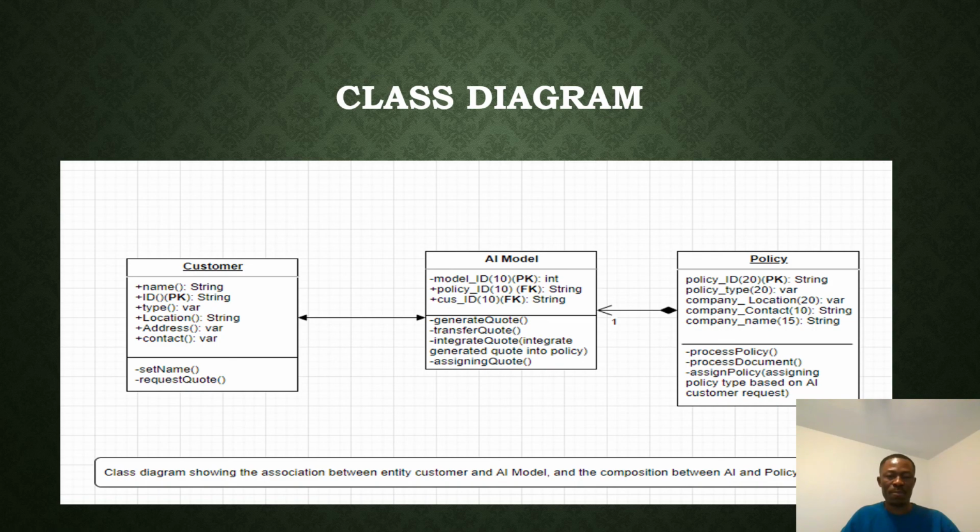We have the relationship between them, between the customer and then the AI association, and then between the AI and the policy is composition. So with the composition, it means that without the model, the policy will not exist, because the model is what mediates the policy and then the customer. On the other hand, the customer can exist independently, and then the artificial intelligence can also exist independently from the customer.